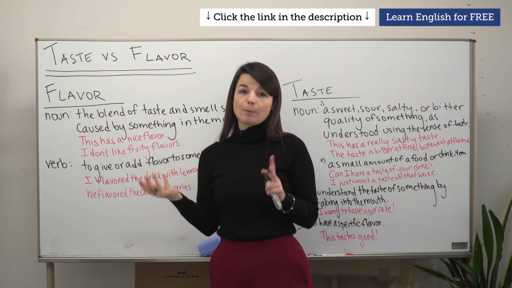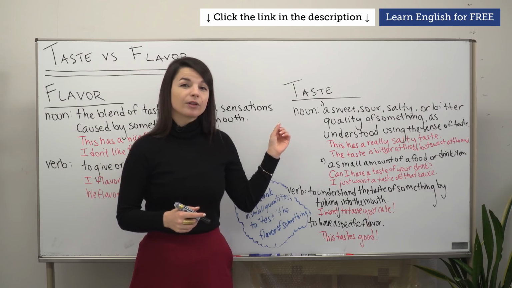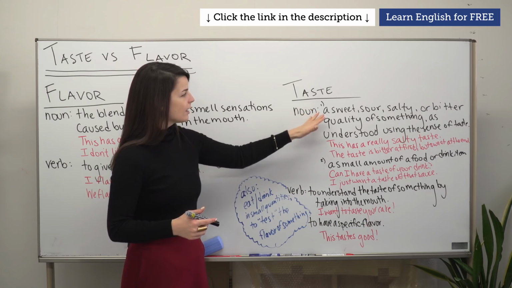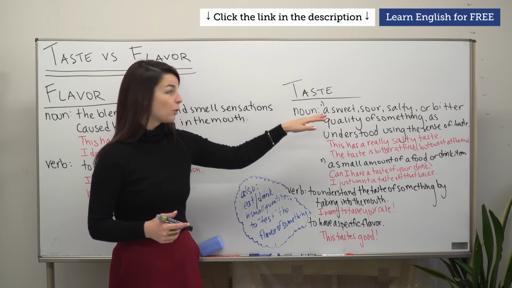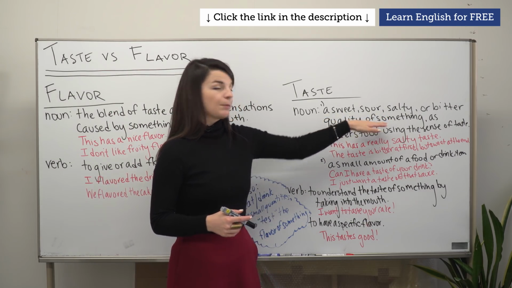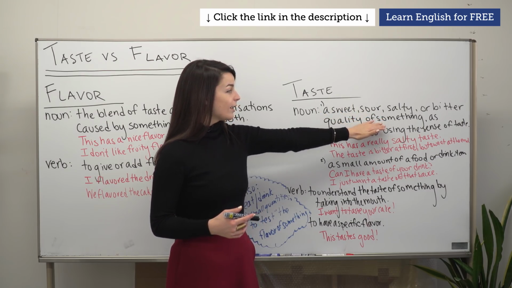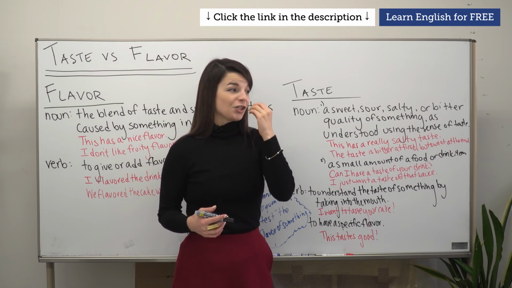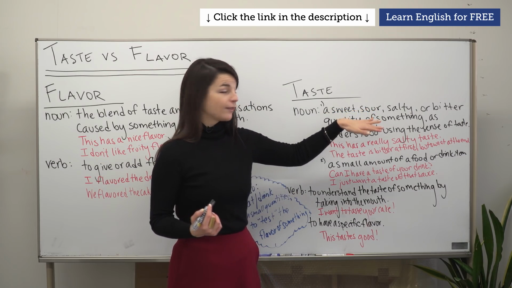Okay, but let's talk about the verb taste or the noun taste as well. So taste as a noun, it has a couple of different meanings. First, we can say that taste can be understood. Some people might argue there are 5 tastes, but for now, let's look at these 4. A sweet, sour, salty, or bitter quality of something. Some people might say umami is the 5th taste. You can decide that. But a quality of something, one of these, as understood with the sense of taste, as understood by using essentially your mouth, your taste buds, to understand these qualities of something.